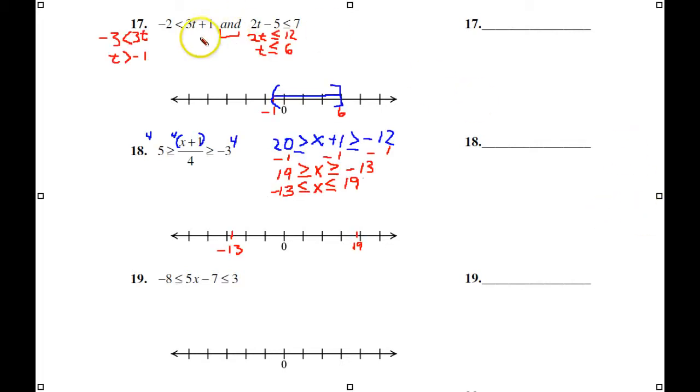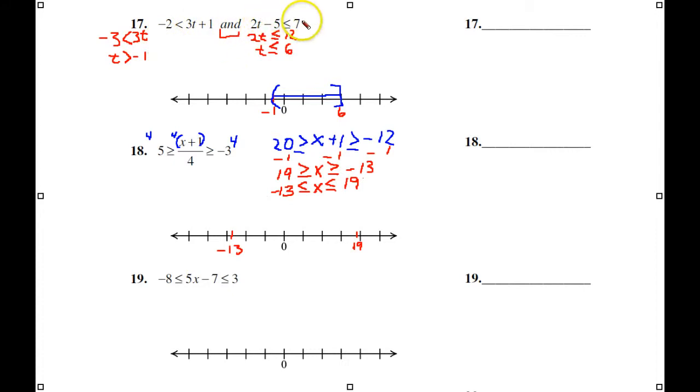Okay, here we have to do some calculation. I'm going to transpose the positive 1 to the other side. It becomes a negative 3. Divide both sides by 3, and I get t is greater than or equal to 1. And again, I think most of you may prefer to rewrite it, so that you read it from left to right, although you could read it from right to left as well.